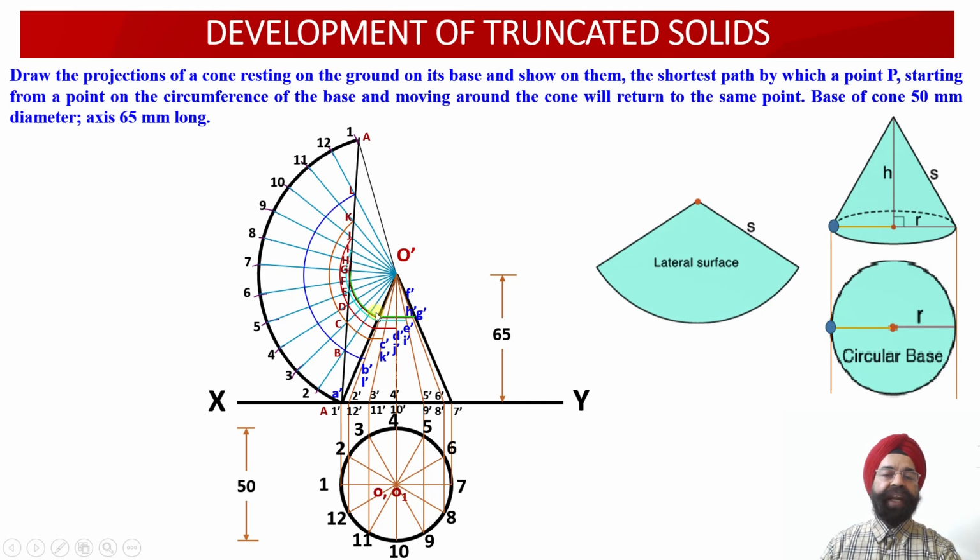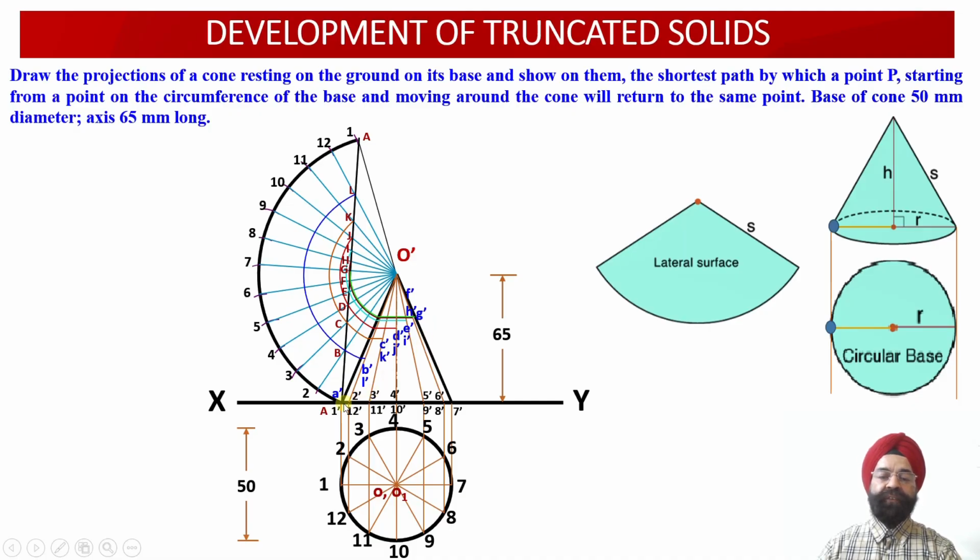So the point obtained here also will be G'. Why? Because O'1' is also true length and O'7' is also the true length. So point G' is obtained over here, and point G' is obtained over here.